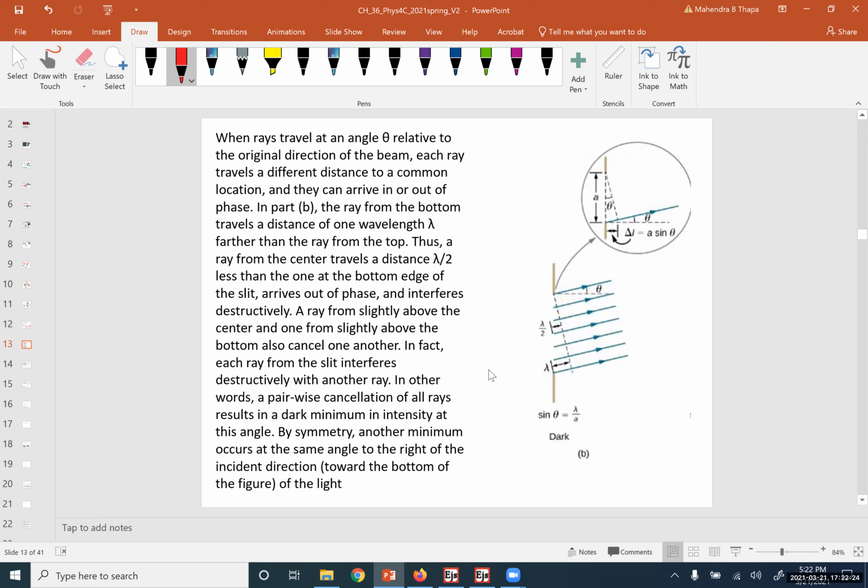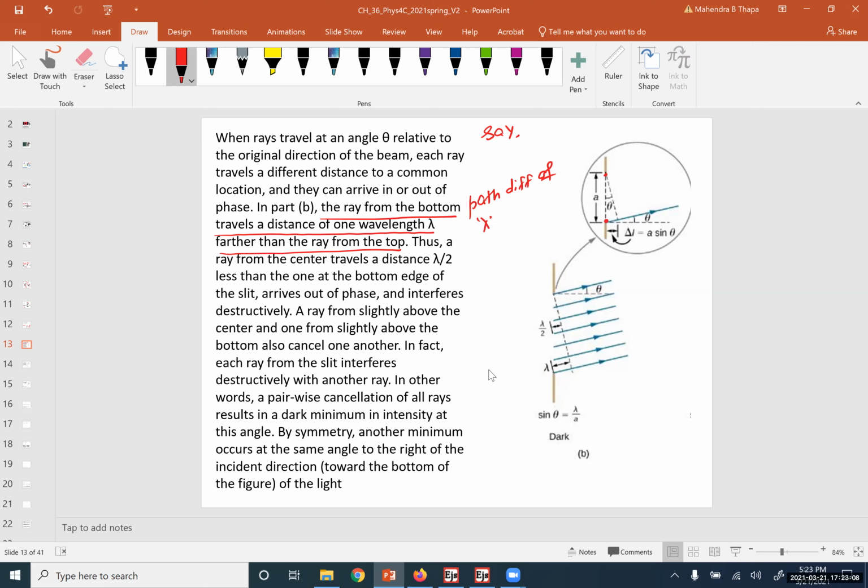Let's consider different situations. Say, in this case, the rays from the bottom travel a distance of one wavelength further than the rays from the top. What does it mean? Light emitting from the top and light emitting from the bottom has a phase difference. We can say in terms of path difference it is this much, lambda.